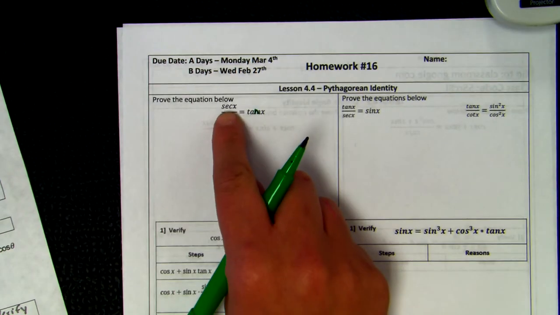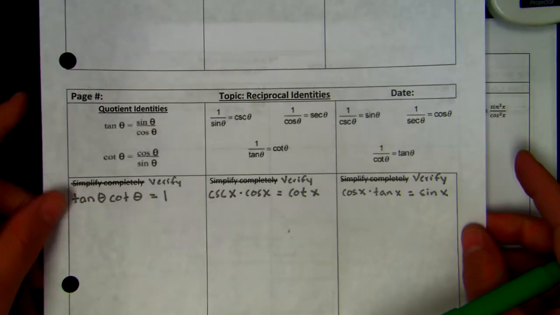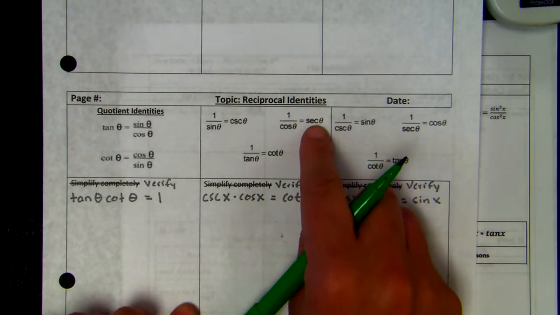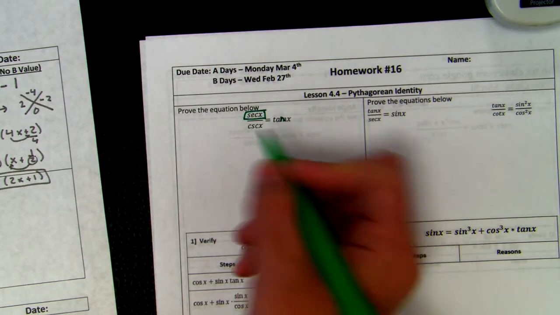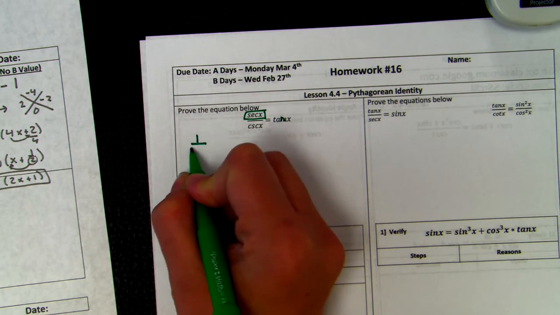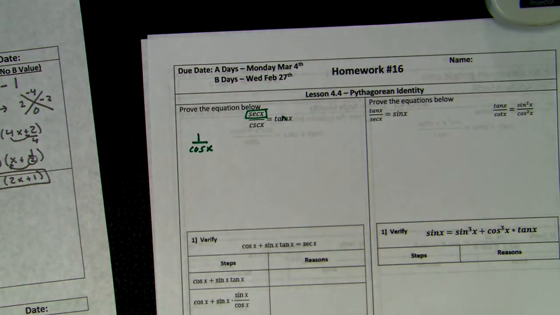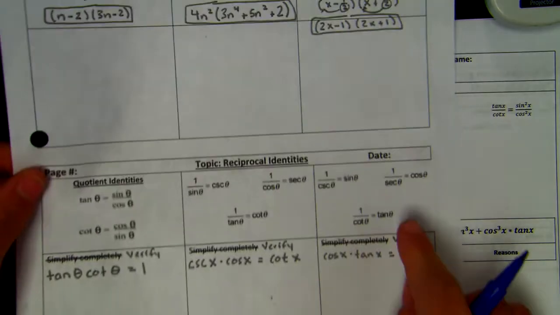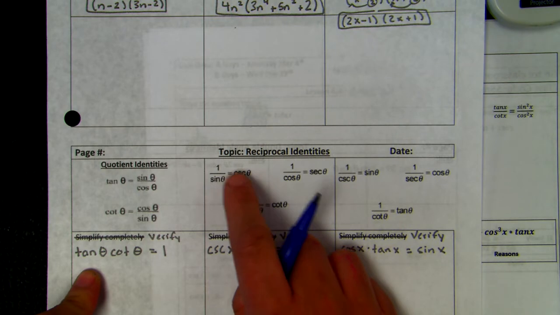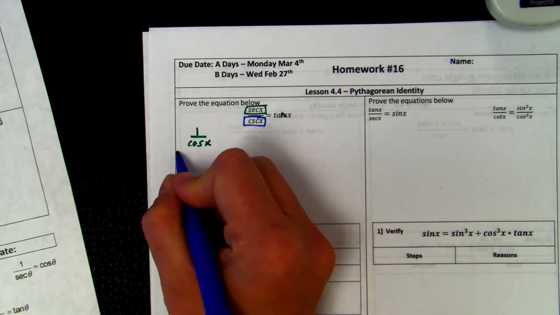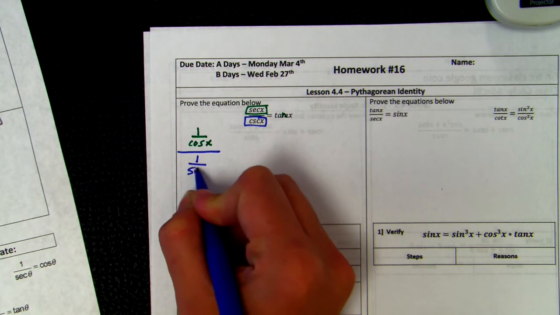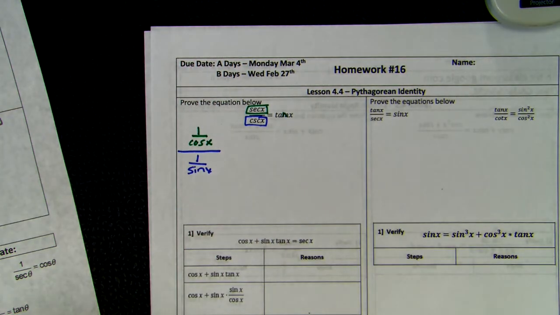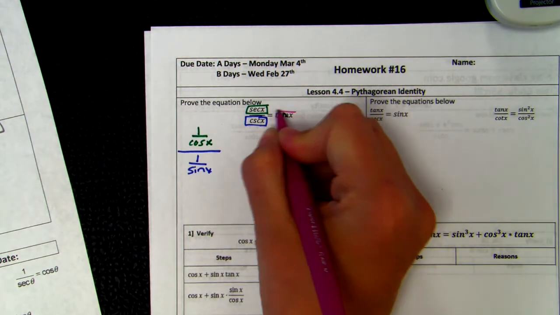First thing I see is secant of x. I'm going to go over here and see that secant of x is the same as 1 over cosine. So I'm going to take secant of x, and I'm going to rewrite that as 1 over cosine of x. Okay? And then I see cosecant here. Cosecant, I'm going to put this one in blue. I see that that is the same thing. Cosecant, CSC, is the same as 1 over sine. So I'm going to write all of that as 1 over sine of x. And I have that equal to tangent of x.